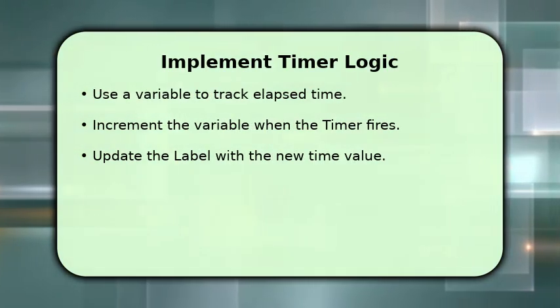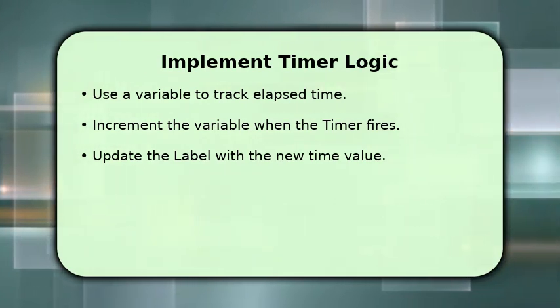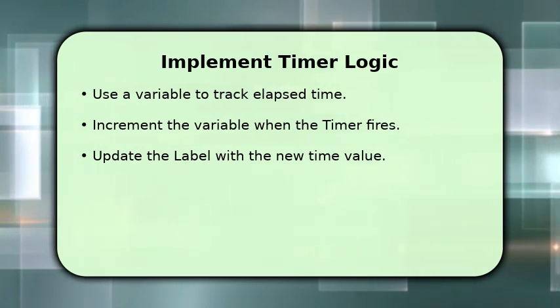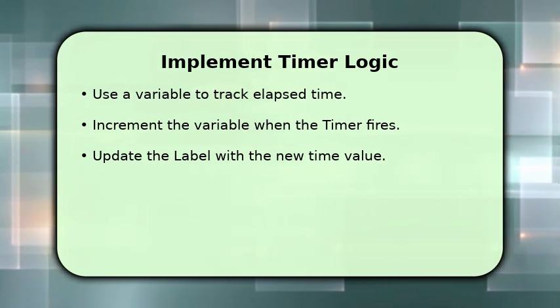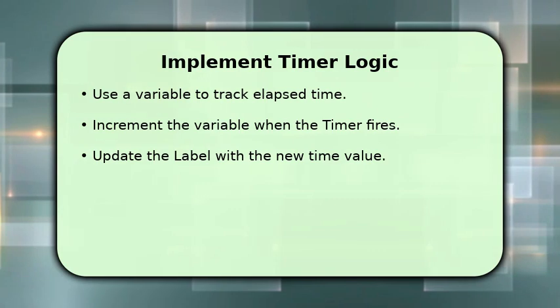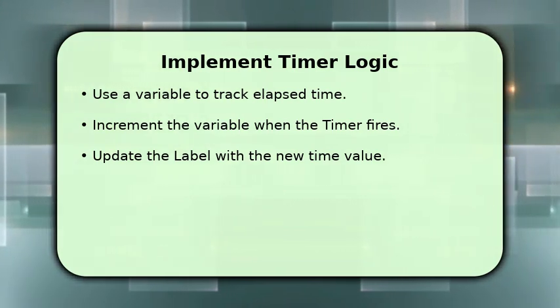Next, we'll add the code blocks. Create a variable to store the elapsed time, starting at 0. When the timer fires, increment this variable by 1. Then, update the text of your label component to display the current value of the time variable. You can format this to show seconds or minutes and seconds.